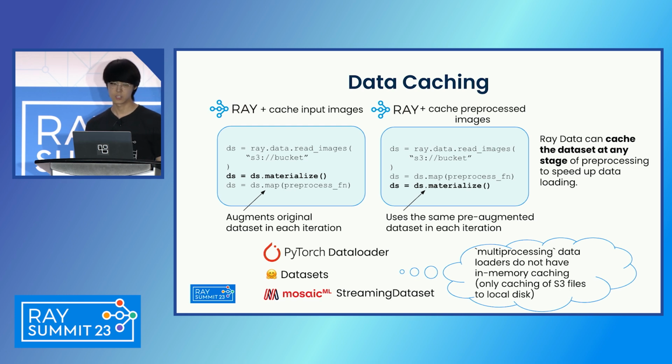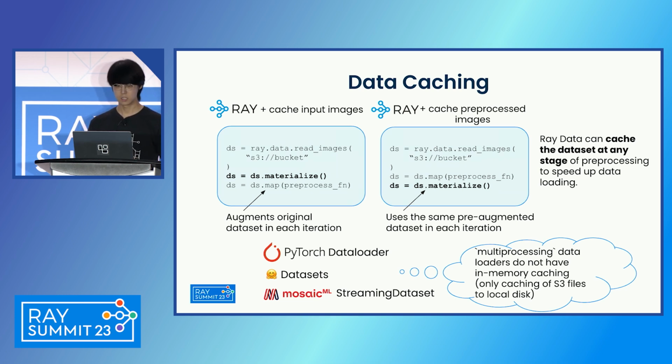On the left, we're caching the input images. Before we do the map, we're saving these images. And then for each iteration over that data set, we'll be applying the preprocessing to the image. So we get a slightly different image each time we go over the data set. On the right-hand side, we're caching the data set after we apply the preprocessing. And so we'll have the exact same data set for each iteration over the data set.